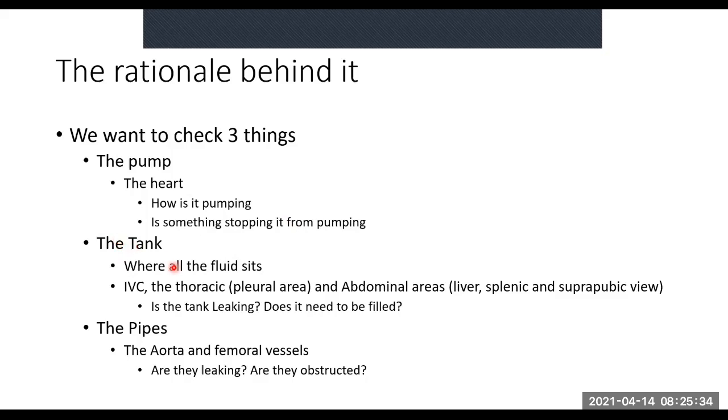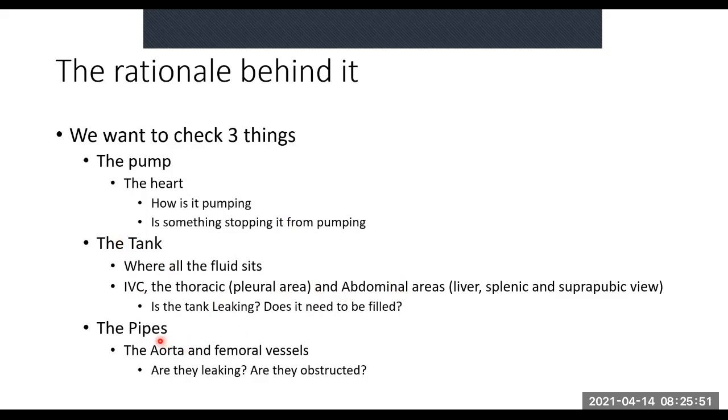So that's where all this fluid sits, the straw. All right. So we're looking at the IVC, we're looking at the pleural area, abdominal areas. Is the tank leaking? Is the tank empty? Does the tank need to be filled? All right. Or the straw, does it need to be filled? Is it empty? Is it leaking? That's what we're looking at.